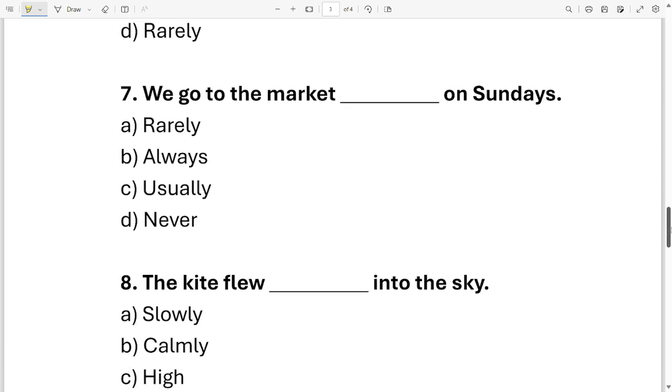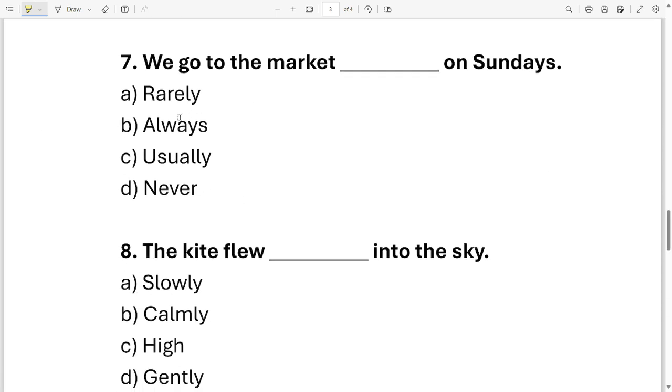Question number 7. We go to the market dash on Sundays. Options to fill this blank are rarely, always, usually, never. These are the 4 options. Which one is correct? Can you find the correct option out of these 4 options? It is option C. We go to the market usually on Sundays. Let's move to the next question.